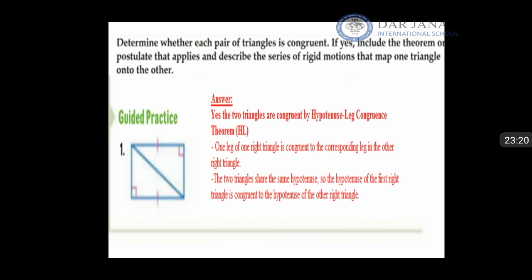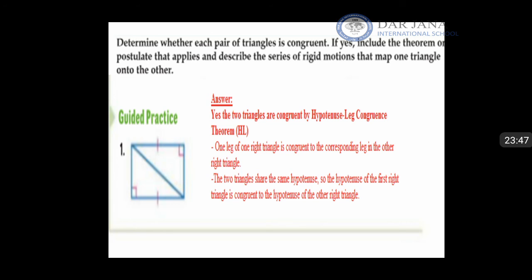Let's move on. So this is example number 1, guided practice. It's the same question. We have to determine whether each pair of triangles are congruent. If yes, we have to include the theorem or the postulate we actually used. So let's see what we have in this figure. We have the leg in the first right triangle is congruent to the leg in the second right triangle. Not only that, both triangles share the same hypotenuse. So the hypotenuse in the first right triangle is the same as the hypotenuse in the second right triangle.